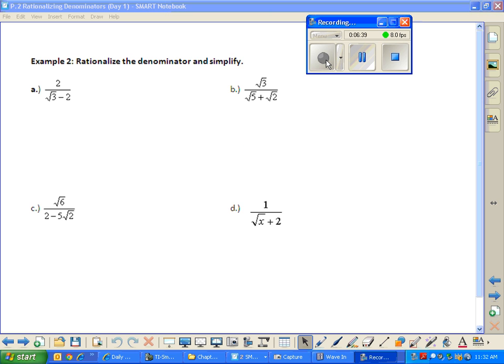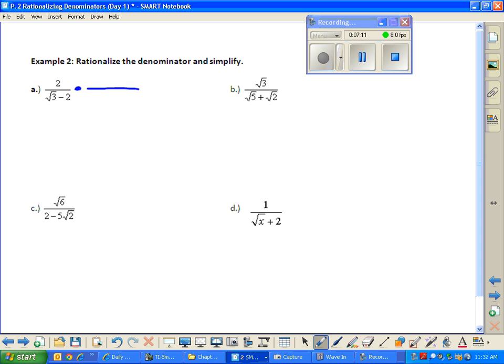So here in example 2, we are asked to rationalize these denominators. Now all these problems up here are bad because they have square roots in the bottom of our fractions, right? You're not allowed to have those. So our mission is to get rid of those radicals that appear in the bottom of the fraction. We have to rewrite these exact same expressions in a different way. So what we're going to do today is use the tool known as the conjugate to do that.